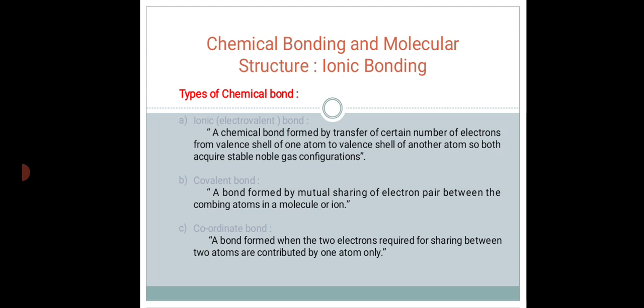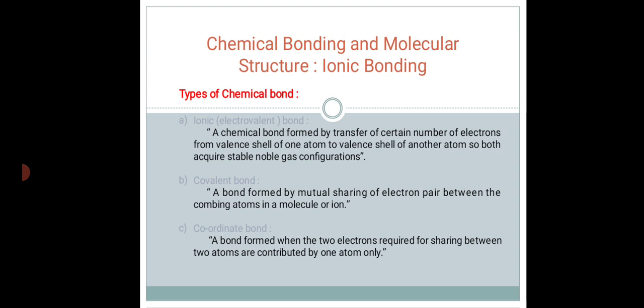Now the third type is coordinate bond. A bond formed when the two electrons required for sharing between two atoms are contributed by one atom only is called a coordinate bond.